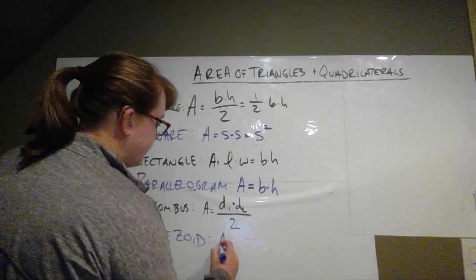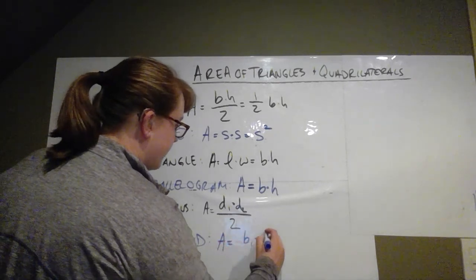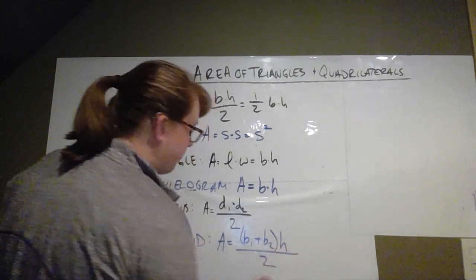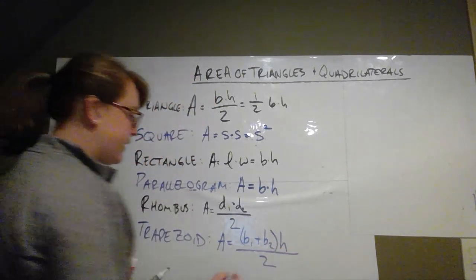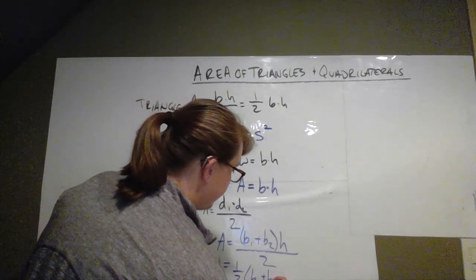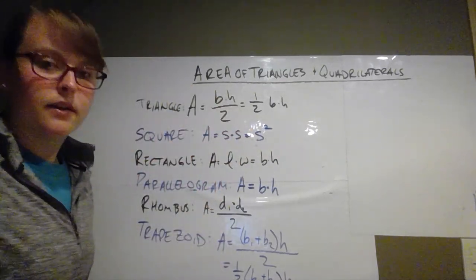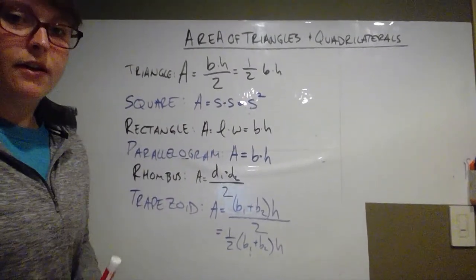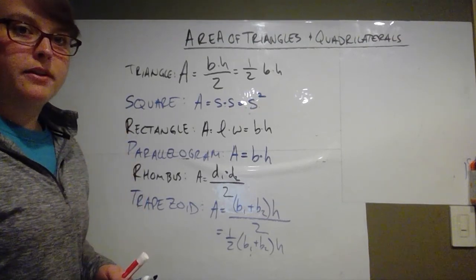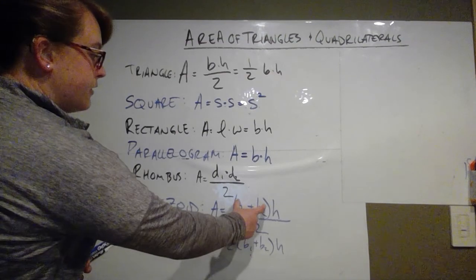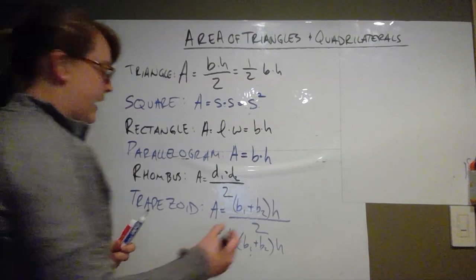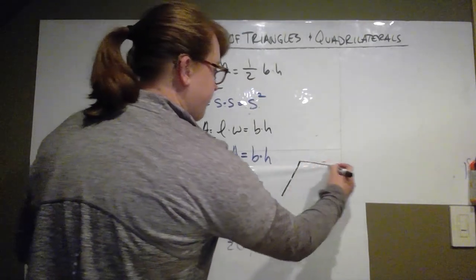Okay, for a trapezoid, the area is base 1 plus base 2 times the height divided by 2. You might also see it written as 1/2 times base 1 plus base 2 times the height. Either way of representing it there is fine. Just remember that where we have parentheses, we need to remember our order of operations and do the adding of the bases first. Okay, so let's take a look at a trapezoid real quick and do an example here.